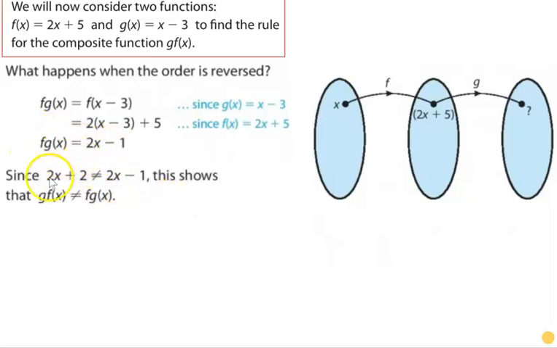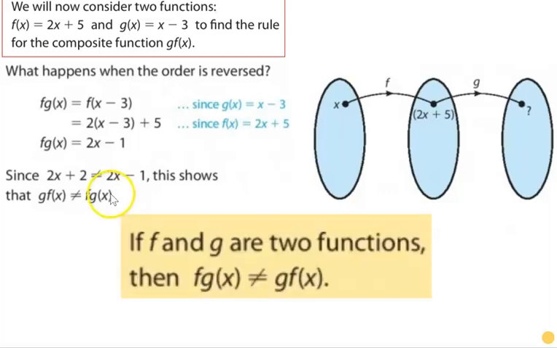Since 2x plus 2 is not equal to 2x minus 1, this shows that g after f of x is not equal to f after g of x. So if you reverse the order, you will not get the same answer. It can happen sometimes, but usually you will not get the same answer. If f and g are two functions, then f after g of x is not equal to g after f of x.